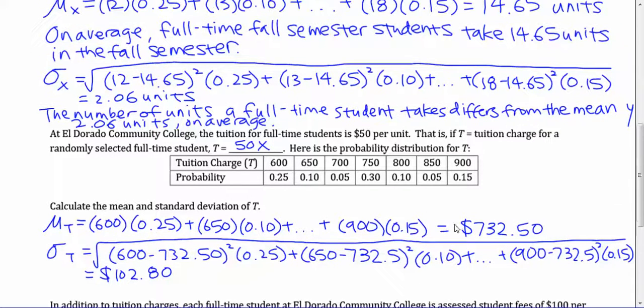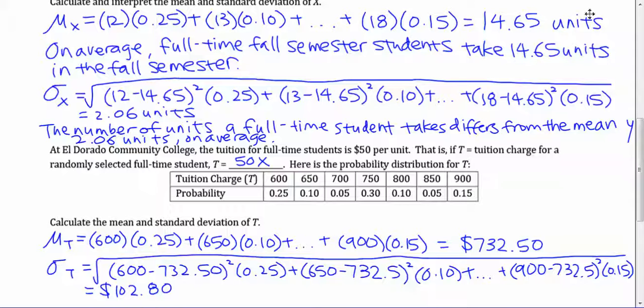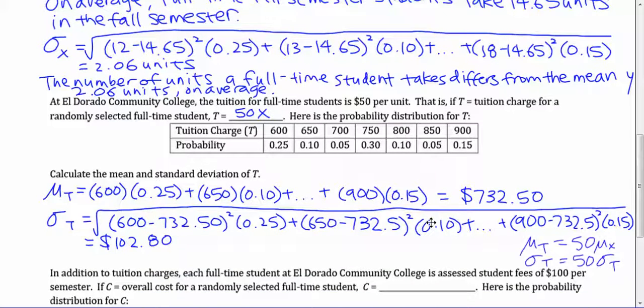Now, there seems to be a relationship between the mean for the number of units, this number over here, and the amount of tuition. In fact, this mean times $50, or $50 per credit hour, is this number here. And the standard deviation as well. If I take the standard deviation of the number of units and multiply that by $50, I end up with $102.80. So it seems if I take a random variable and I transform it by multiplying the entire distribution of that variable by a constant, the same change is going to apply to the mean and standard deviation. I can get the mean and standard deviation from one by using the mean and standard deviation of the other. Oh, whoops, sorry, that should be an x there.